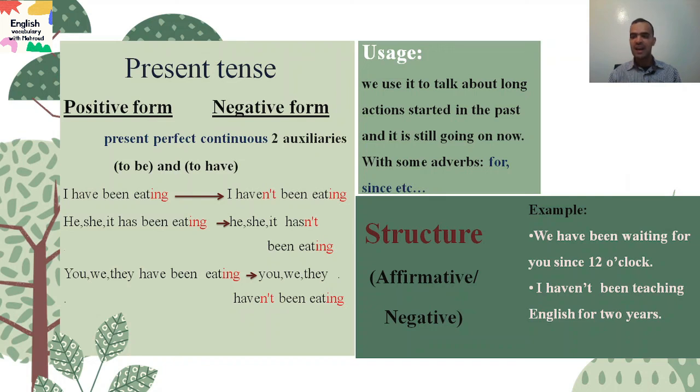The second: I haven't been teaching English for 2 years, which means I'm teaching English now, but I haven't been teaching English for 2 years. So this is an experience without mentioning the time, of course, and it's a long experience with a long verb, to teach, which is an action verb. We have to use a continuous tense with it, in this case the present perfect continuous, to show an experience that happened in the past and is still going on until now.